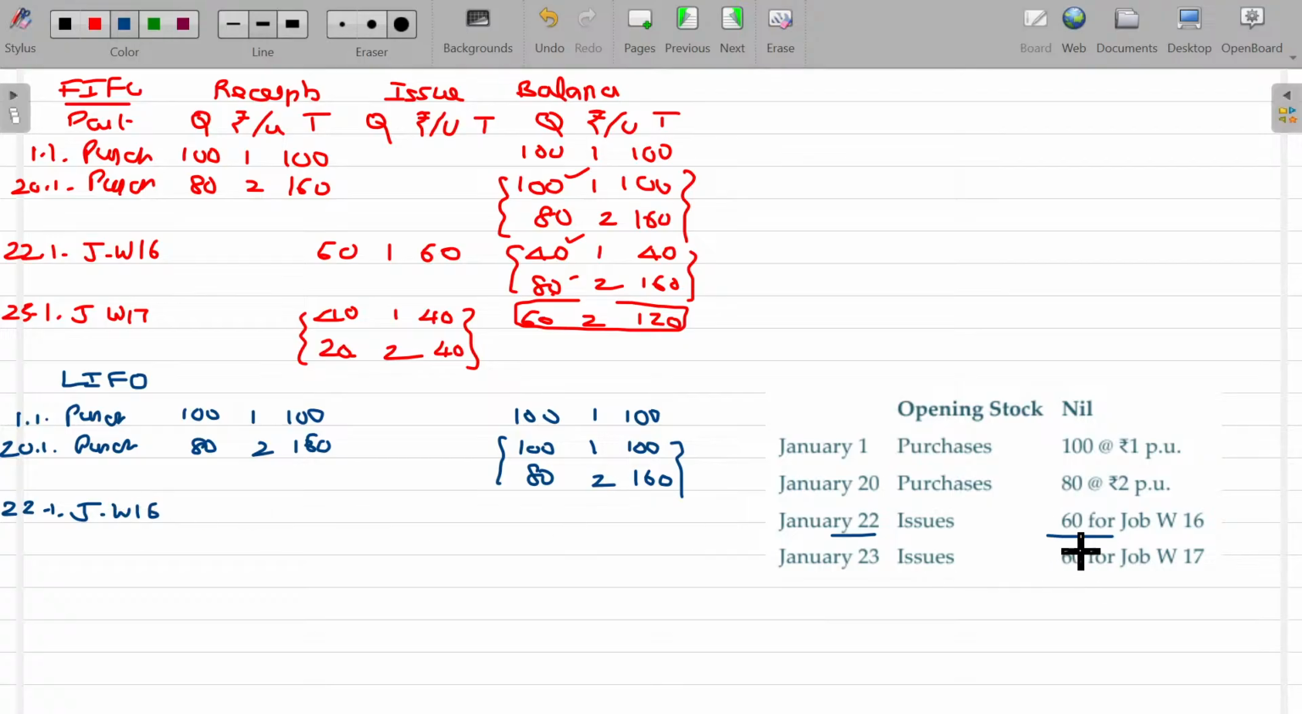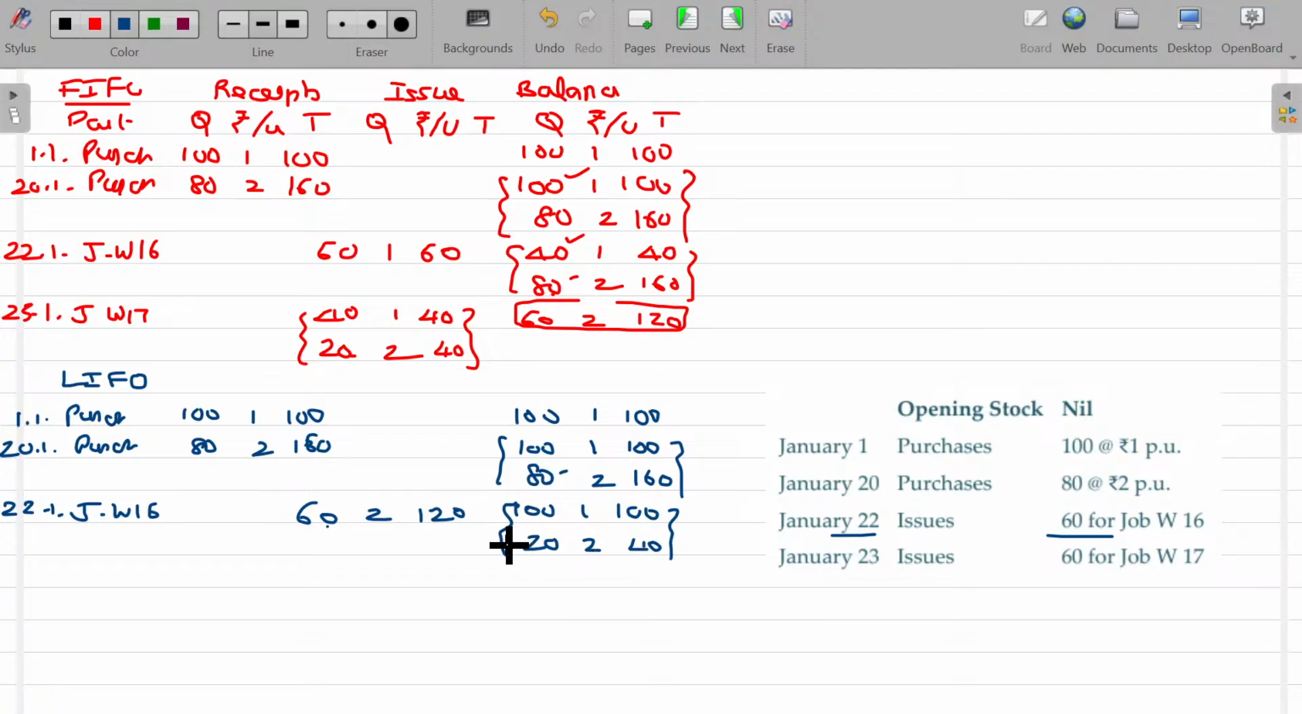Then on 22nd January, you issue for job W16, 60 units. As you follow the last in first out method, the last price being 2, from that 60 units issued at the rate of rupees 2, 120. Closing stock, you have 100 units at rupee 100 as it is. In this 80, 60 issued, so we have only 20 units at rupees 2, 40.